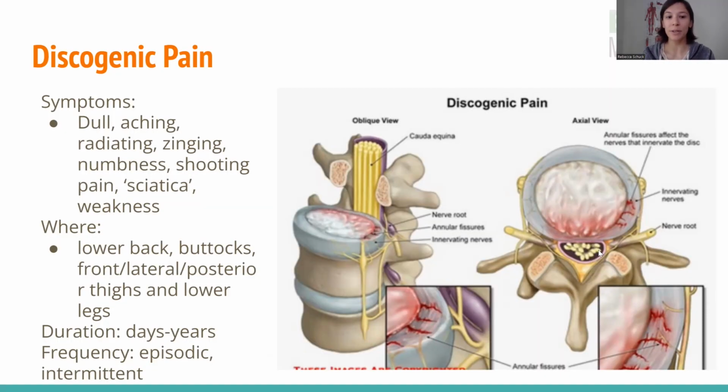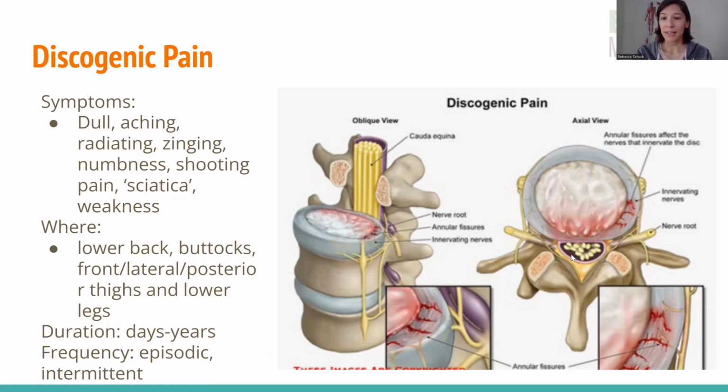But when it becomes a little bit more significant, we might experience symptoms such as dull, aching, radiating, zinging, numbness, shooting pain, sciatica, or weakness. And we'll talk a little bit more about sciatica in a second. And you can feel these symptoms in many places, such as your lower back, buttocks, front, lateral, posterior thighs, or your lower legs. And the duration for this is from days to years, where you might recover or not, and it can also be episodic.